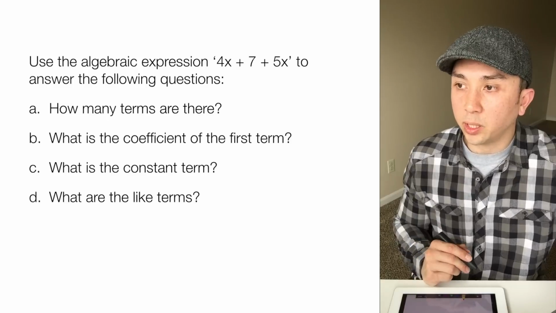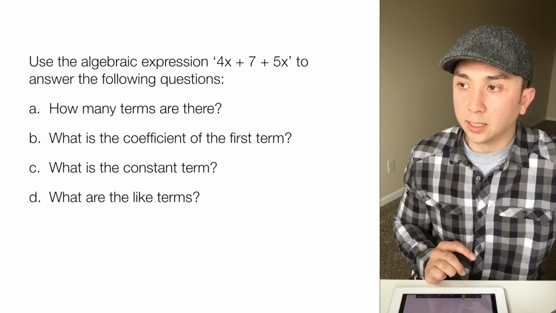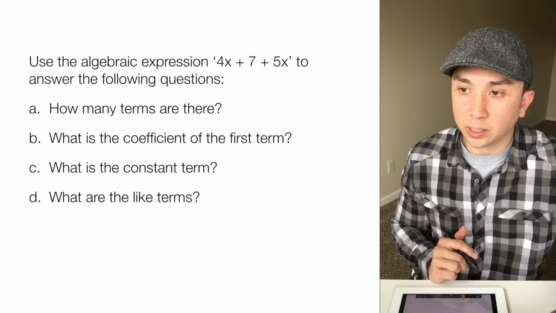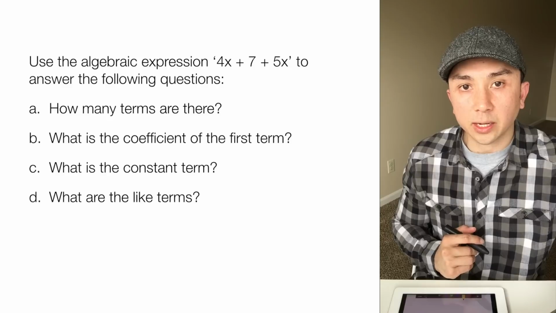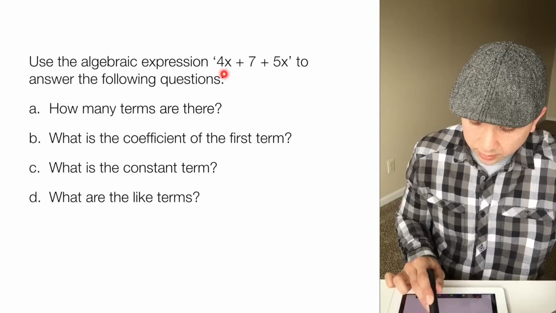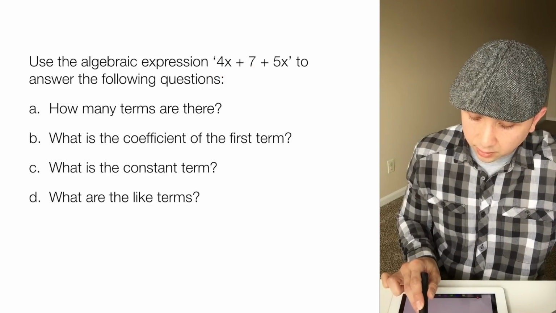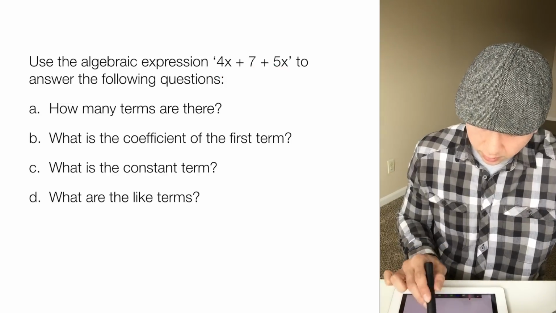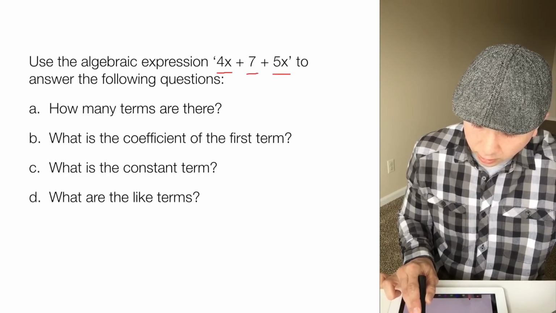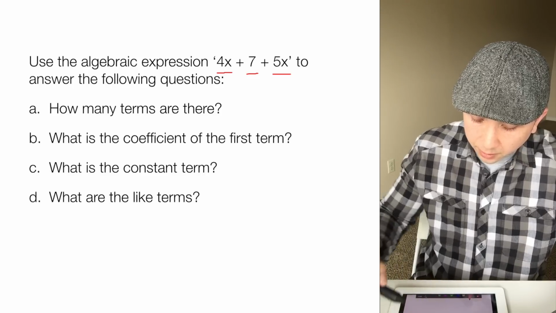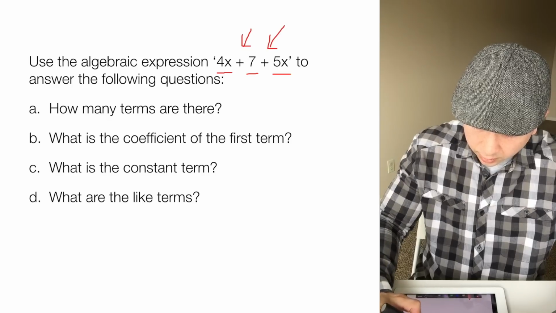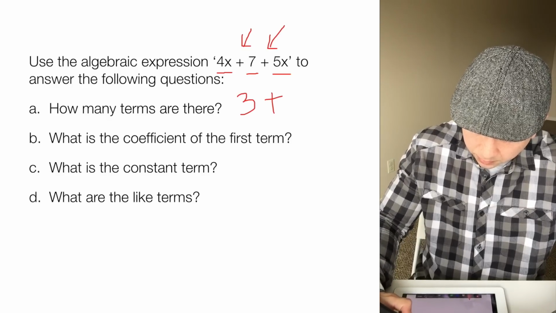So use the algebraic expression 4x plus 7 plus 5x to answer the following questions. How many terms are there? Well, we can see that we have 4x, 7, and 5x. So here's our first term, here's our second term, and here's our third term, and they're being separated by the addition sign. So we have 3 terms.